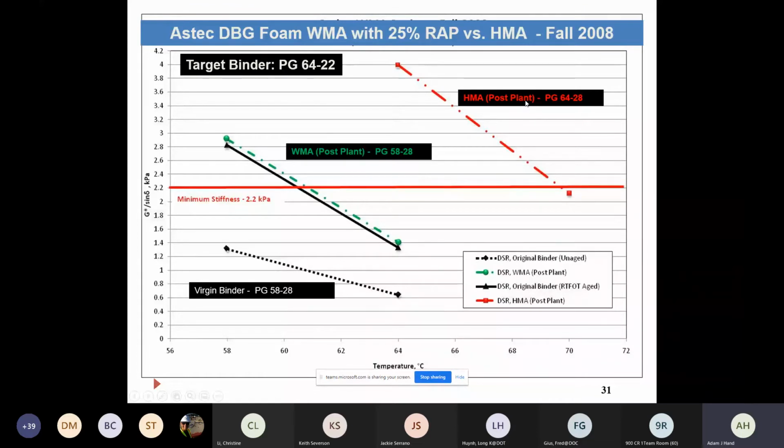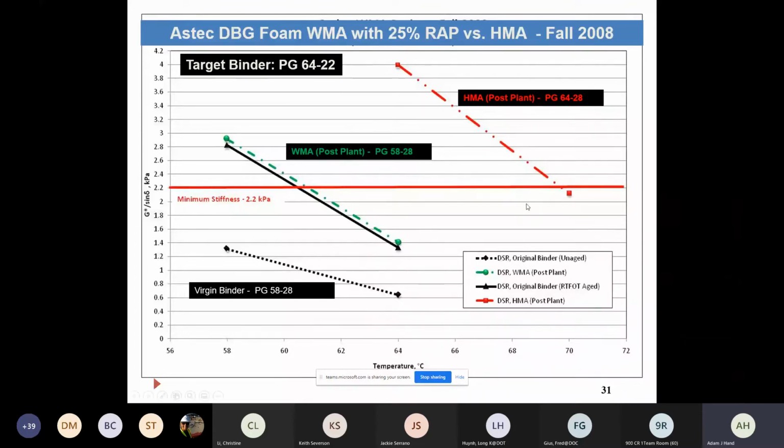This binder graded as a PG64-28. It met the requirements for the target grade. That same plant, same day, we ran warm mix, and we ran at about 265 degrees, and we did the same thing. We extracted and recovered the binder, and it was significantly softer.